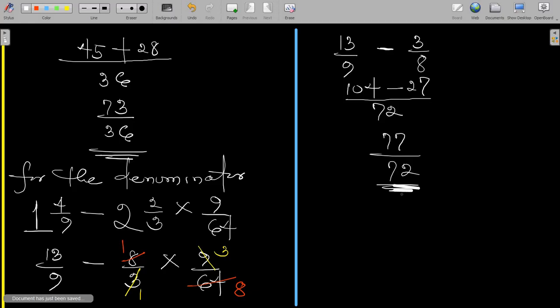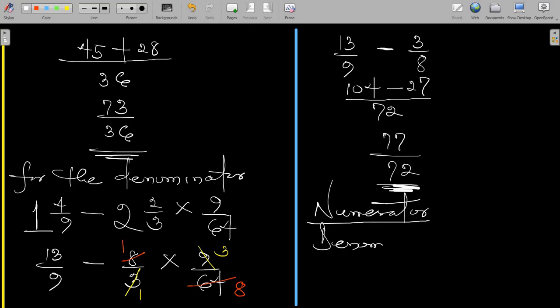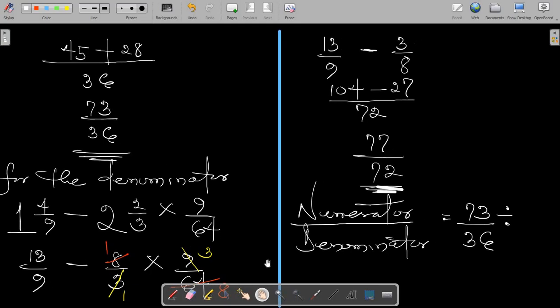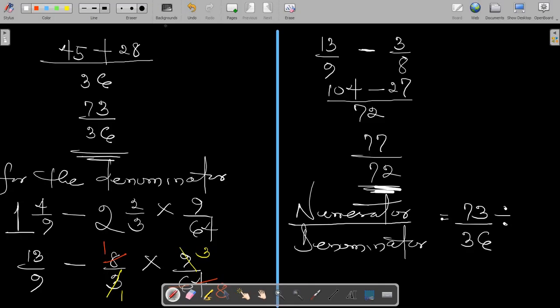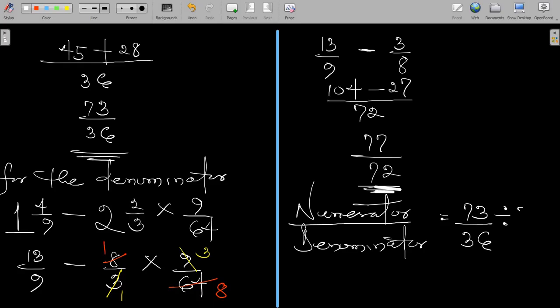So now we are going to divide the numerator by the denominator. So let's divide the two results together. So the numerator is 73. You can see it here, it's crystal clear. 73 divided by 36 to divide the denominator, which is 77 over 72.